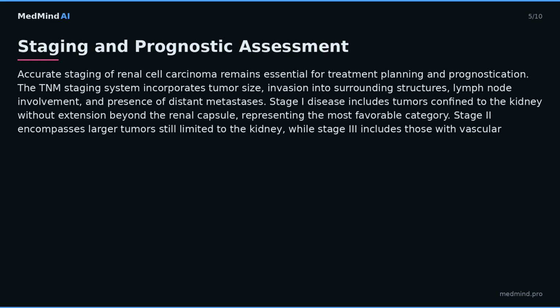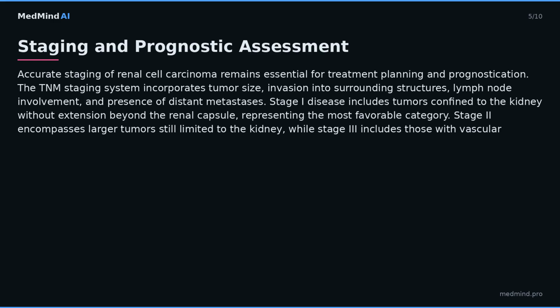Staging and prognostic assessment. Accurate staging of renal cell carcinoma remains essential for treatment planning and prognostication. The TNM staging system incorporates tumor size, invasion into surrounding structures, lymph node involvement, and presence of distant metastases. Stage I disease includes tumors confined to the kidney without extension beyond the renal capsule, representing the most favorable category.